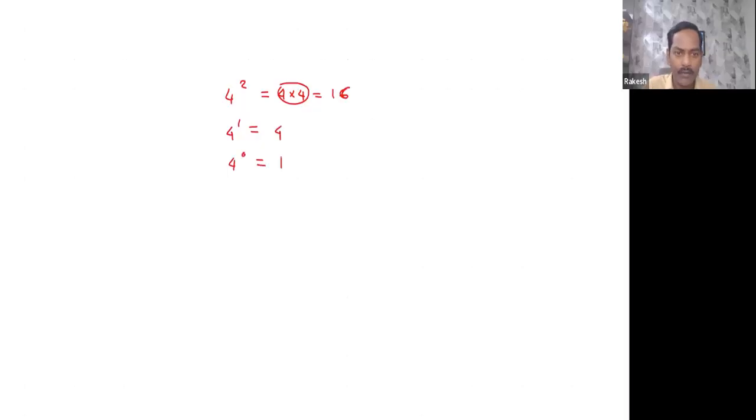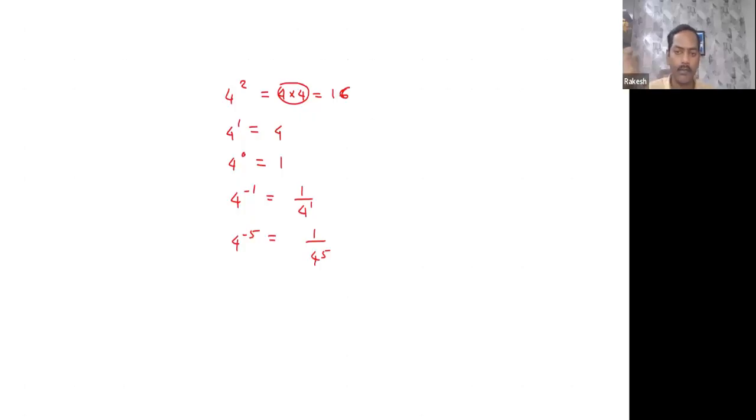4 to the power of a negative number, we know that this can be written as the reciprocal, or 1 over the number to the positive power. For example, 4 to the power minus 5 is nothing but what? 1 over 4 to the power 5. I hope this much you can recall, right? Here the powers are positive, here the power is negative, here the power is 0 also, right?